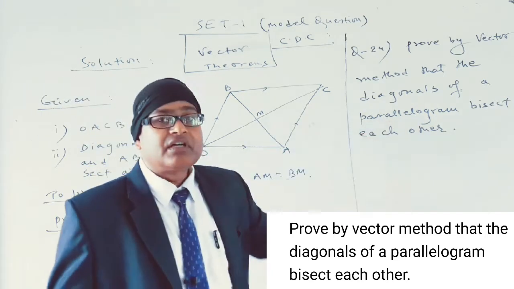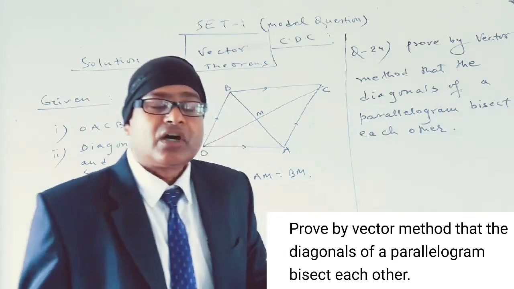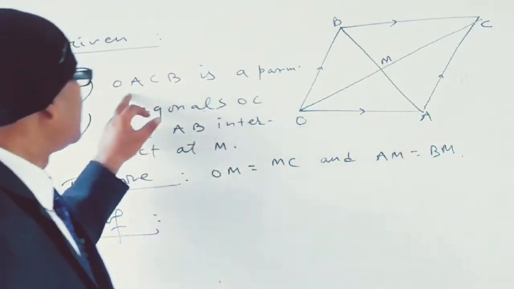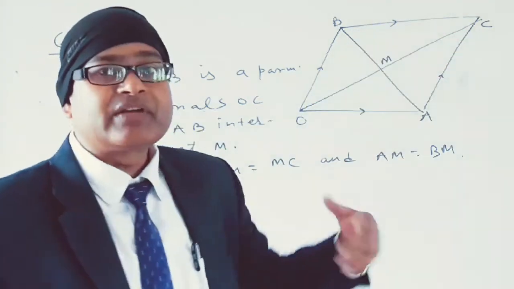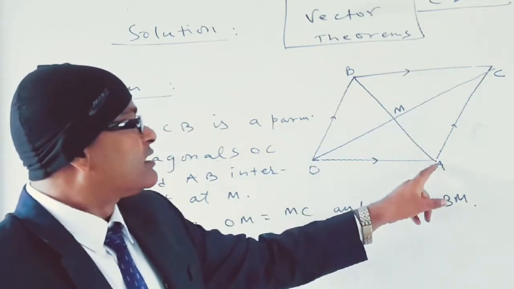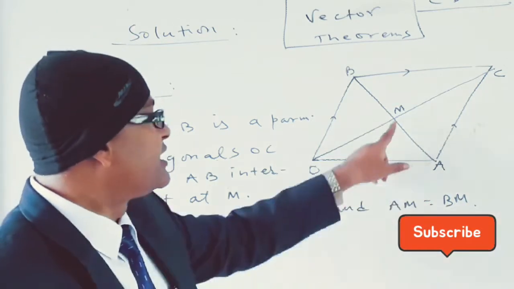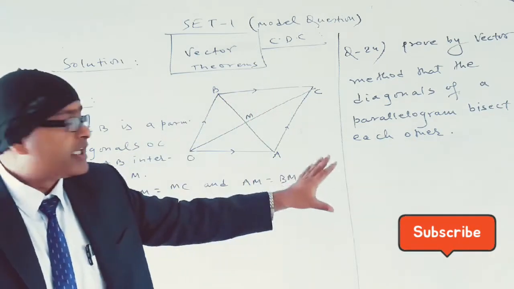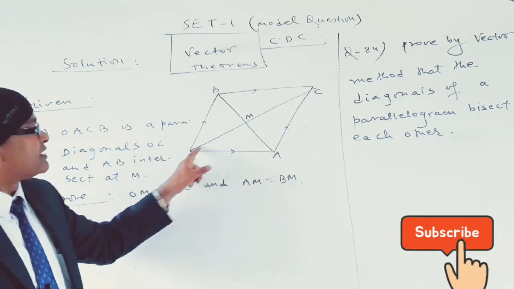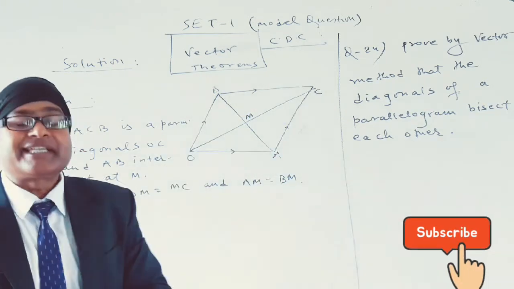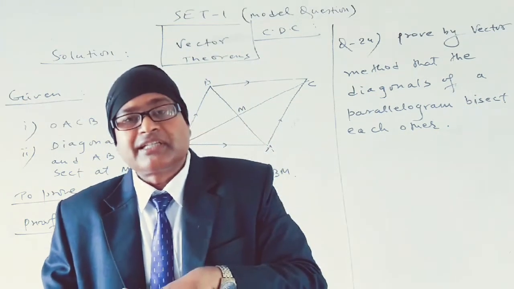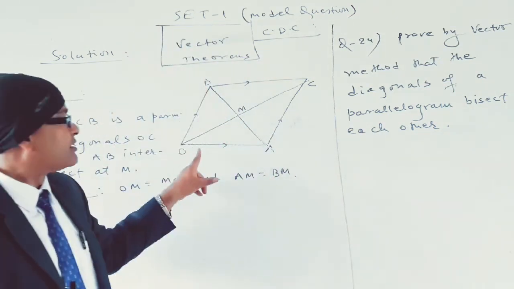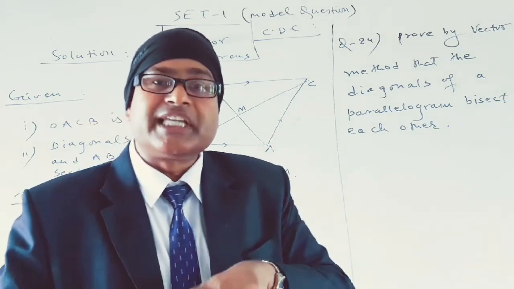According to the question, we are given a parallelogram and the diagonals of a parallelogram. So first we have to draw a parallelogram. Given OACB is a parallelogram. The diagonals OC and AB intersect at M. According to question number 24, we have to prove that the diagonals OC and AB bisect each other. That means the first diagonal OC divides the second diagonal AB into equal parts. Similarly, the second diagonal AB bisects the first diagonal OC into equal parts.